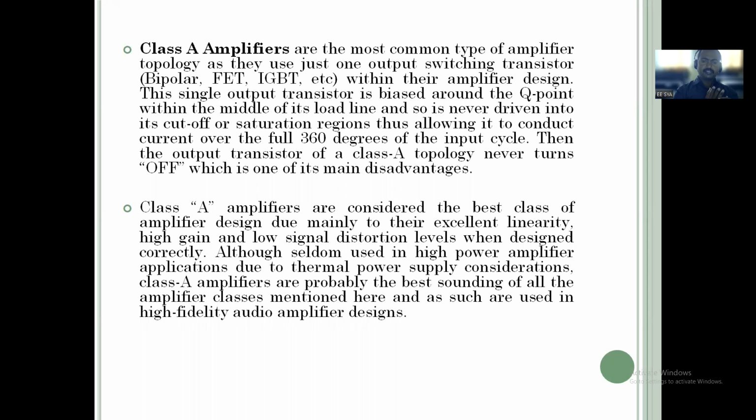So although seldom used in high power amplifiers, we have seen certain advantages of that configuration. Seldom indicates rarely. So it has some advantages, yet it is not used more, it is rarely used in amplifier applications. The reason behind it is that it has very low efficiency, right? And it requires certain power supply considerations.